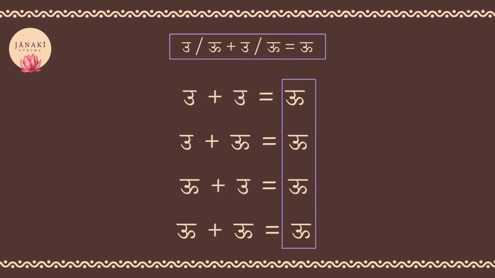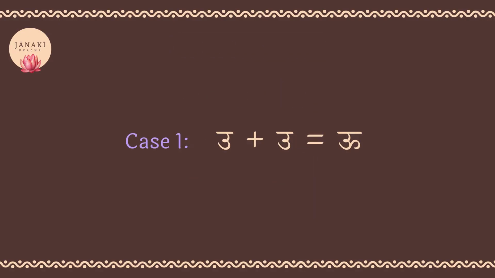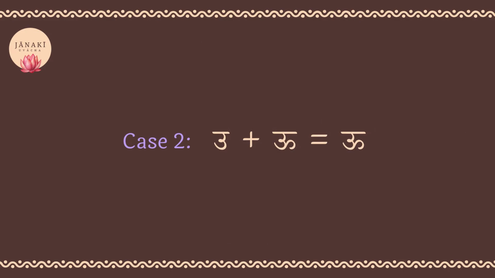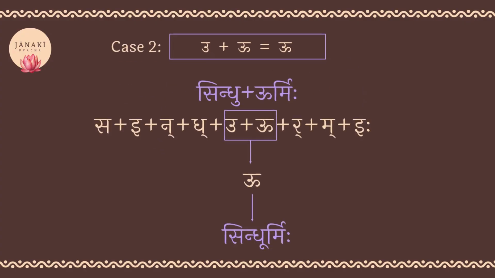Formula 3. We have 4 cases for the third formula as well. The result is always a Deergha ukara. Case 1. Two hrasva ukaras give us a Deergha ukara. Sadhu plus upadeshaha gives sadhupadeshaha. Case 2. One hrasva ukara and a Deergha ukara gives us a Deergha ukara. Sindhu plus urmihi gives us sindhurmihi.